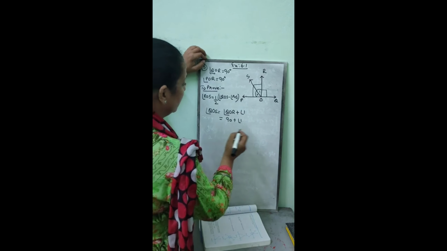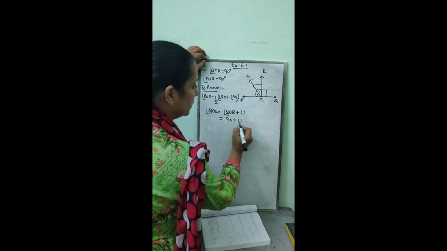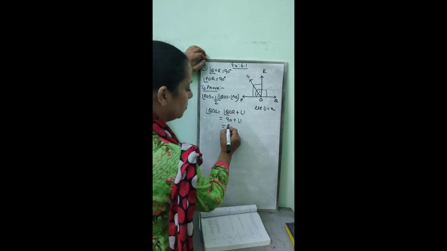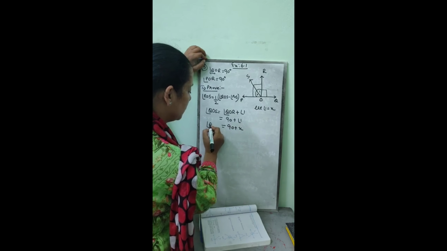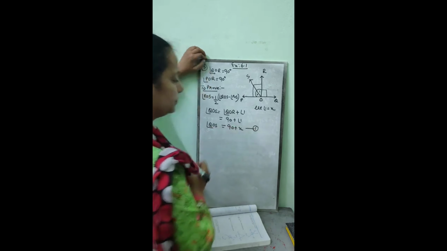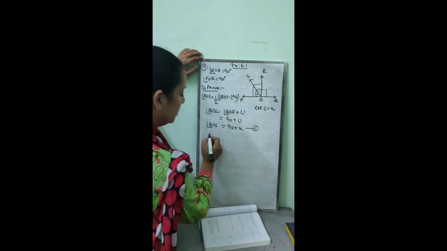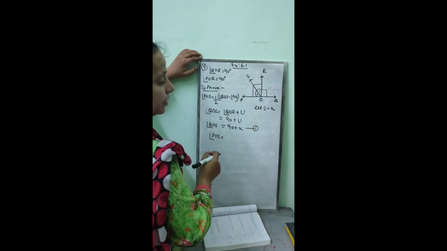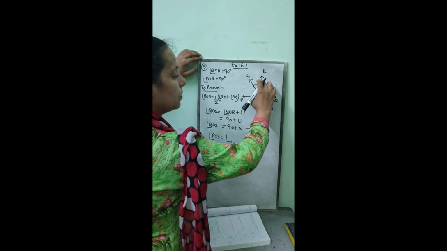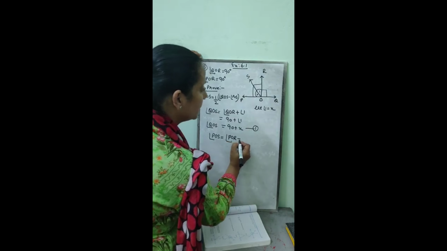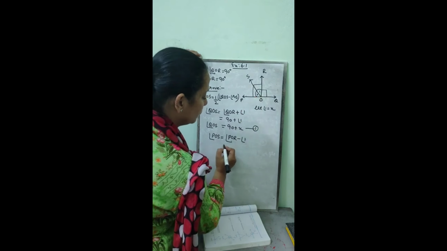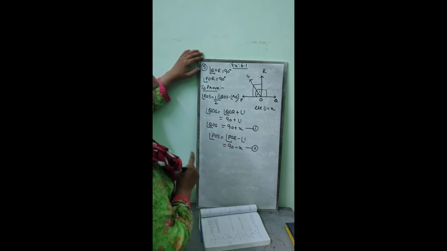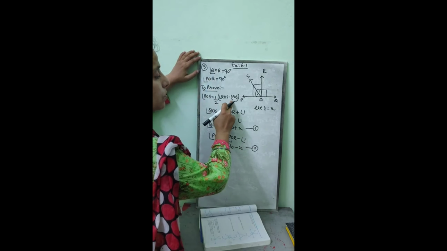Clear? QOR is 90. Angle 1 is as it is. Let angle 1 be x. So QOS is 90 plus x. This is 1. Now I am finding POS. POS means this angle only. POS is full POR minus angle 1. POR is 90, angle 1 is x. This is 2. Clear?